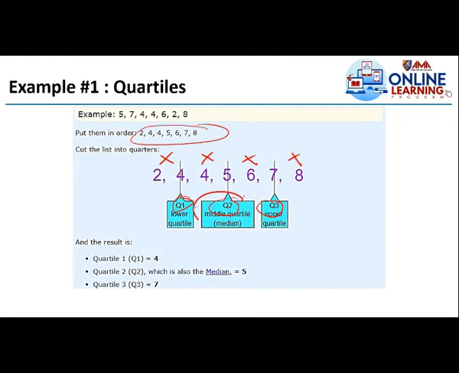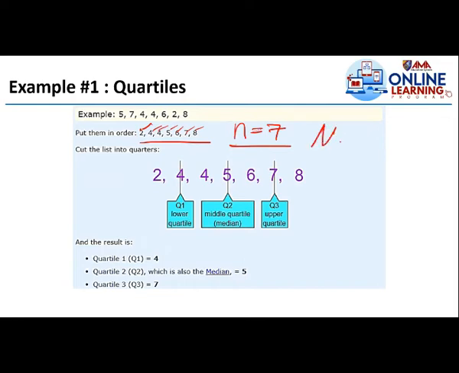Mag-start tayo with the median. Alam naman natin kung paano kumuha ng median, diba? So, to get the median, naka-arrange dapat yung data set. So, okay na. Then, you count the number of data points. So, 1, 2, 3, 4, 5, 6, 7. So, ang n natin dito is 7, yung population natin, number of elements.